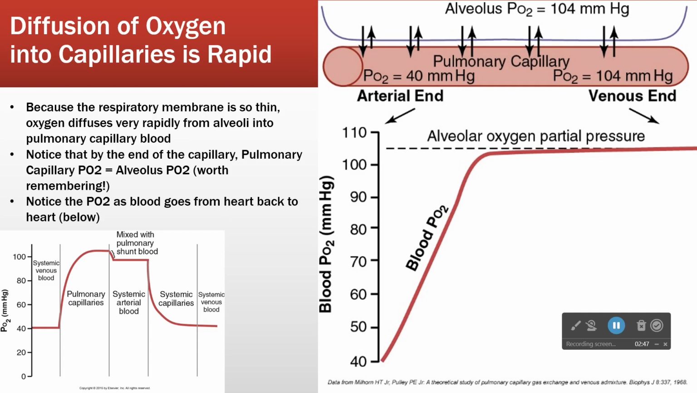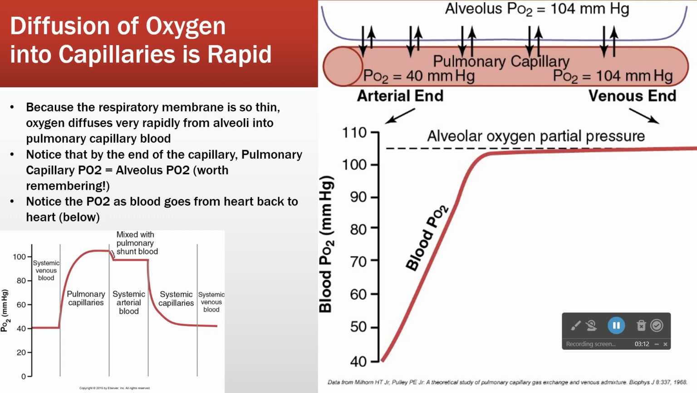All right, so if we take the pulmonary capillary across its length and look at how PO2 changes, we can see that the PO2 of the entering blood, which is 40, we're going to call that low for oxygen, right? Low end for oxygen in the blood is 40. High end is 100, 110.